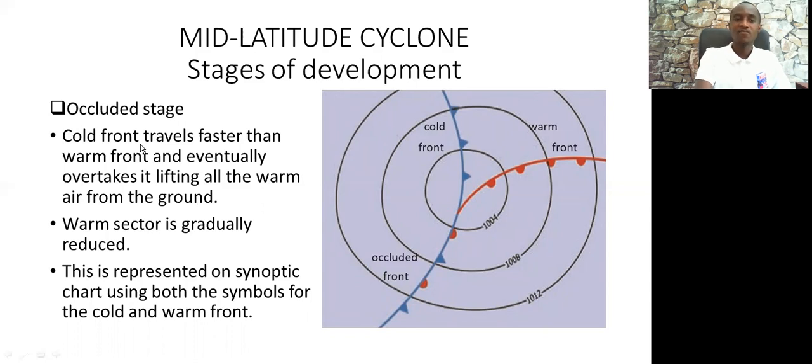So the cold front travels faster than the warm air and eventually overtakes it and lifts all the warm air from the ground. So the warm sector is gradually reduced. This is represented on a synoptic chart using both symbols for the cold and warm front. So once you see these two here, you know that it's a completely different stage, because you might be asked to identify the stage of the mid-latitude cyclone. You must be able to tell because of those alternating signs that you see.